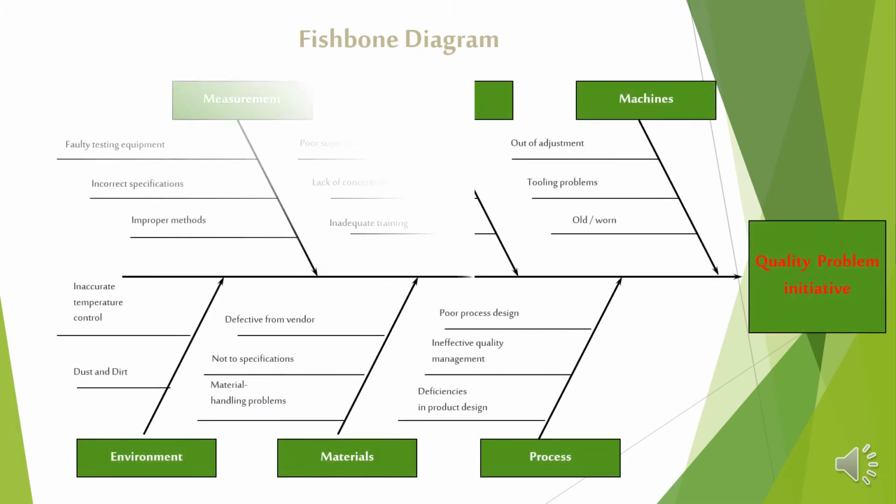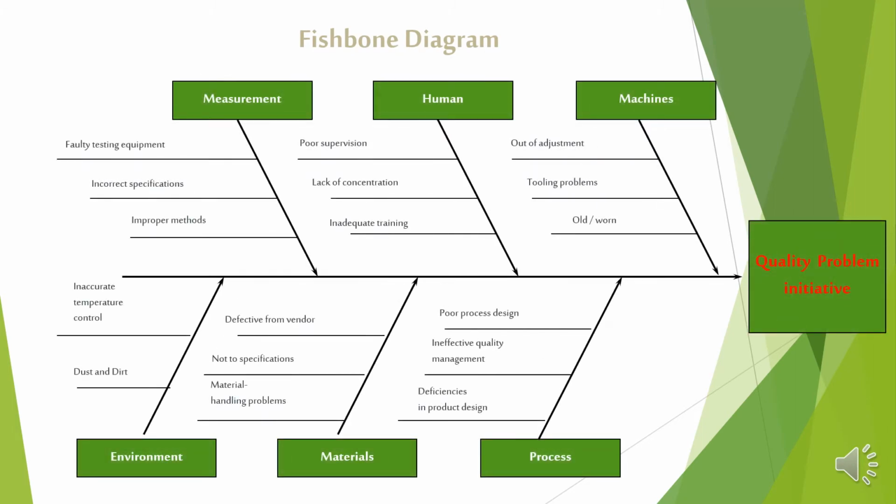Okay, this is a full fishbone, or Ishikawa, or cause and effect. Let's explain it. We put at the head, as we said, the quality problem, or as we call it, the quality initiative, not problem. Here we arranged the problems into six main categories: something related to machines, humans, measurement, environment, materials, and processes.